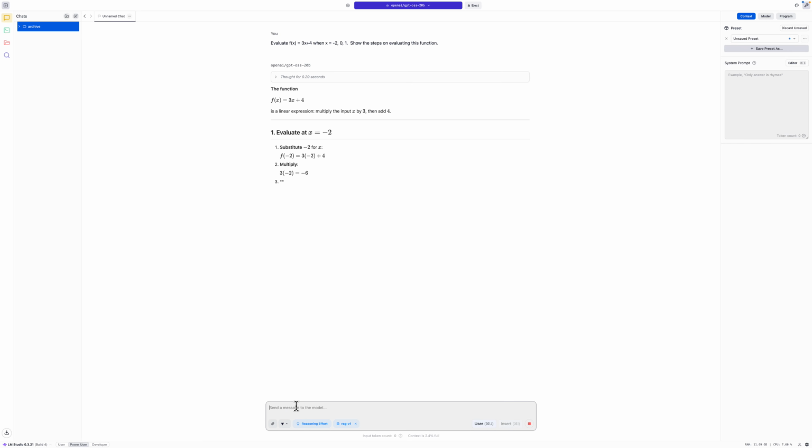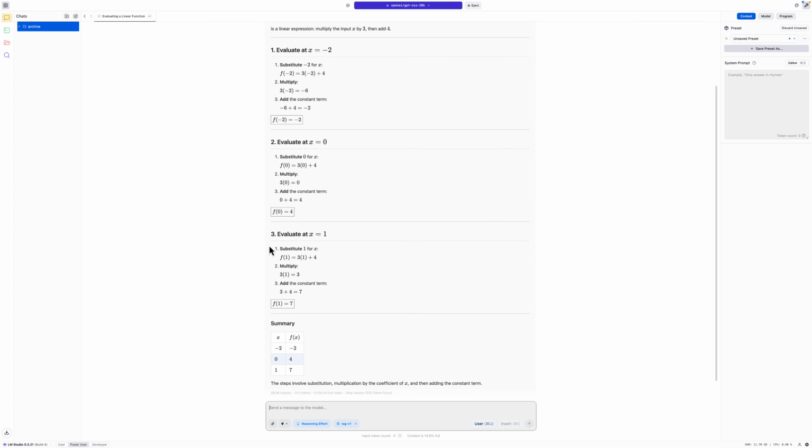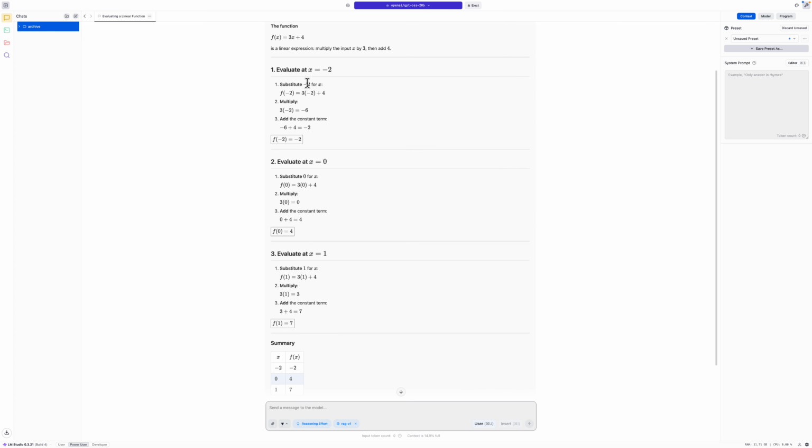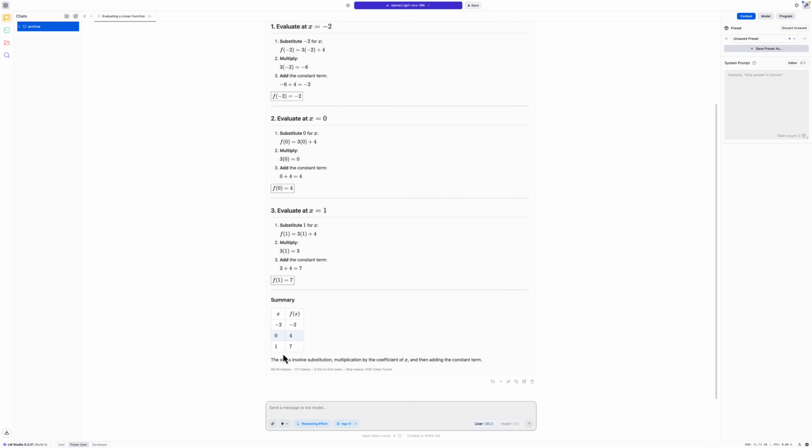29 seconds to think about it. So it's a linear function. It knows that it is. It's going to pop in -2 where x is. 3 times -2 is -6, and then going to add 4. It's -2, just like I did in the video. You pop in 0, it's going to give you 4. Wow. Pop in 1, that's going to be 3, you add 4, gives you 7. And here's a summary of the table. Very nice, very nice.